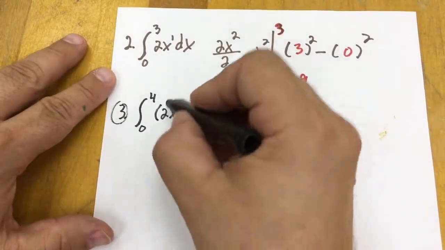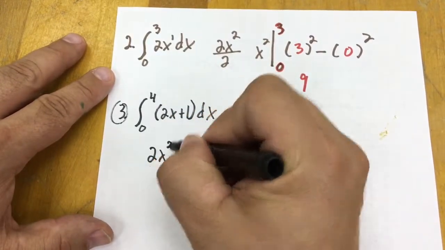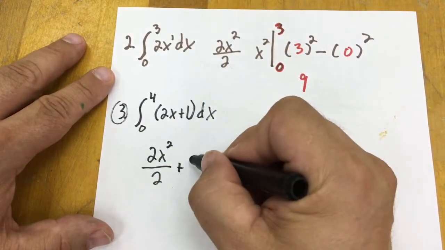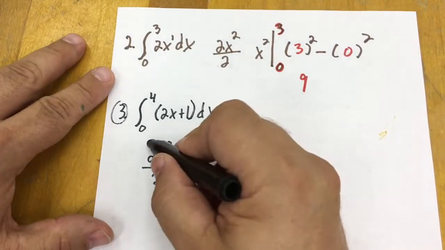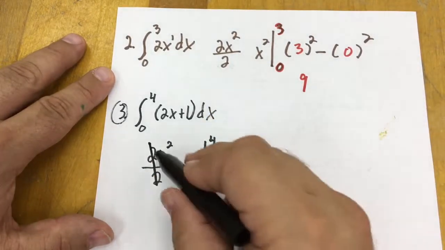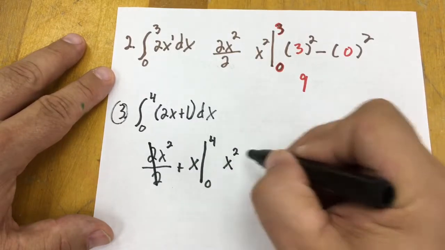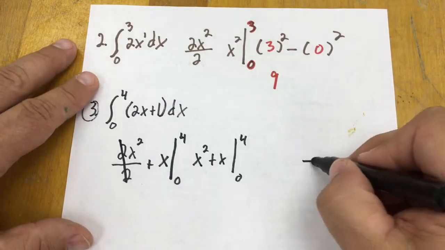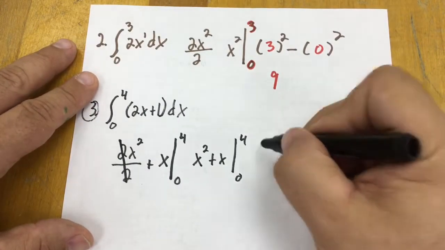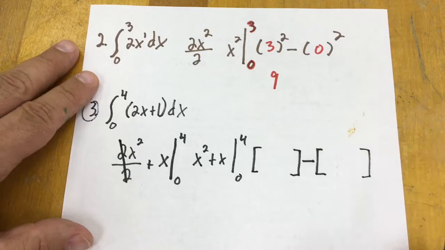First thing I want to do is find the antiderivative. So that's going to be 2x squared over 2 plus 1x, or just x, on the interval from 0 to 4. Notice the 2's simplify. So that's going to give me x squared plus x on the interval from 0 to 4. And I'm going to set that up with a minus sign in between two quantities, because there's a little bit more involved to this one than just a single term.